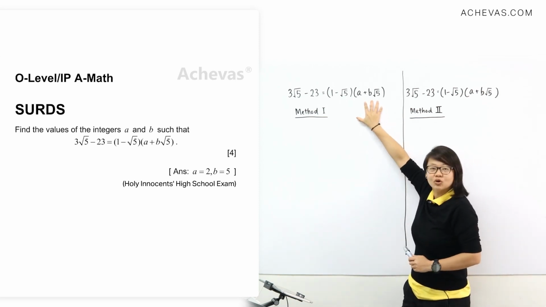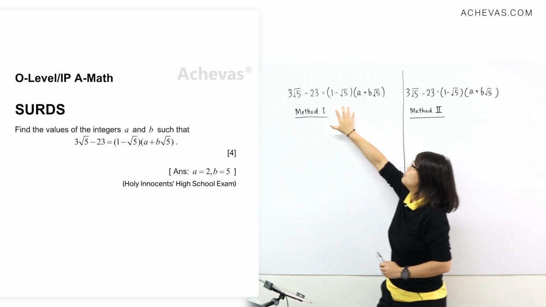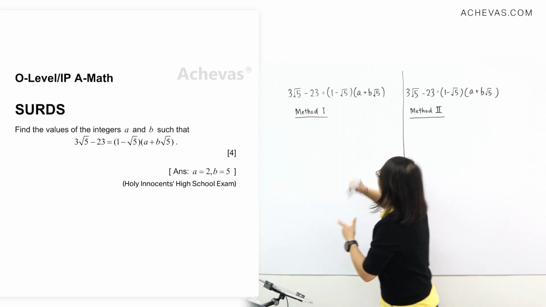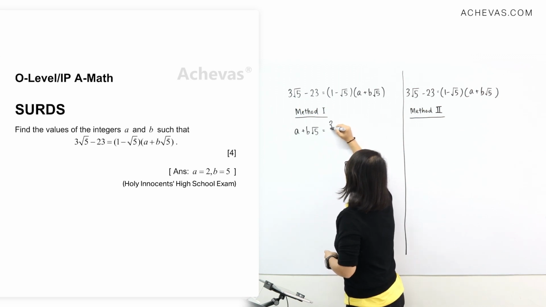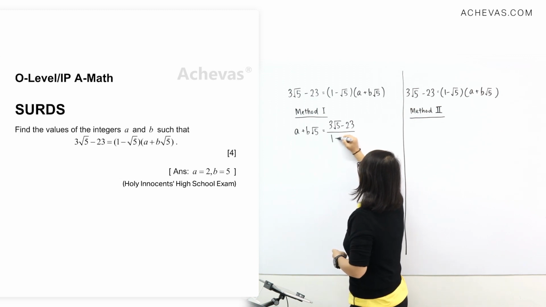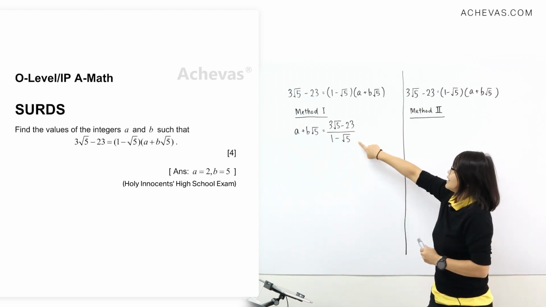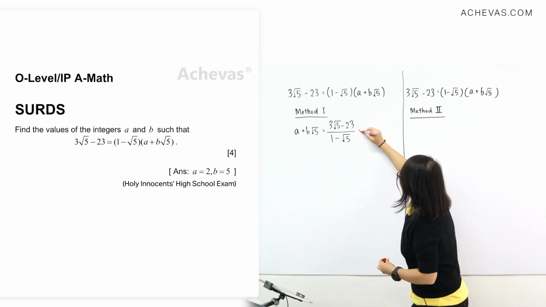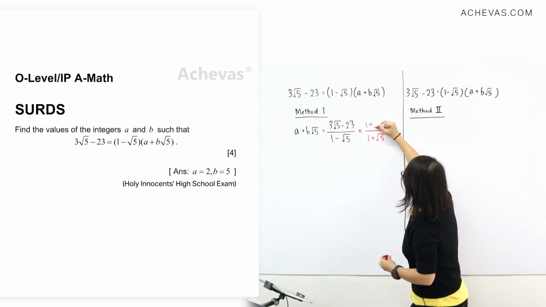I'm going to make the unknown the subject. So I'm going to make a + b√5 the subject and move this one to the left and become a division. So I will have a + b√5 equals (3√5 − 23) divided by (1 − √5). Next step, we're going to rationalize this. So I'm going to multiply by (1 + √5) over (1 + √5).